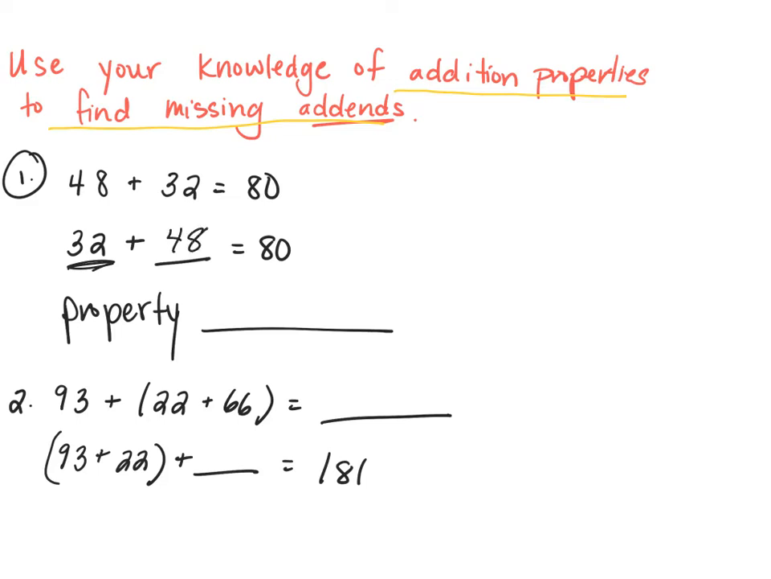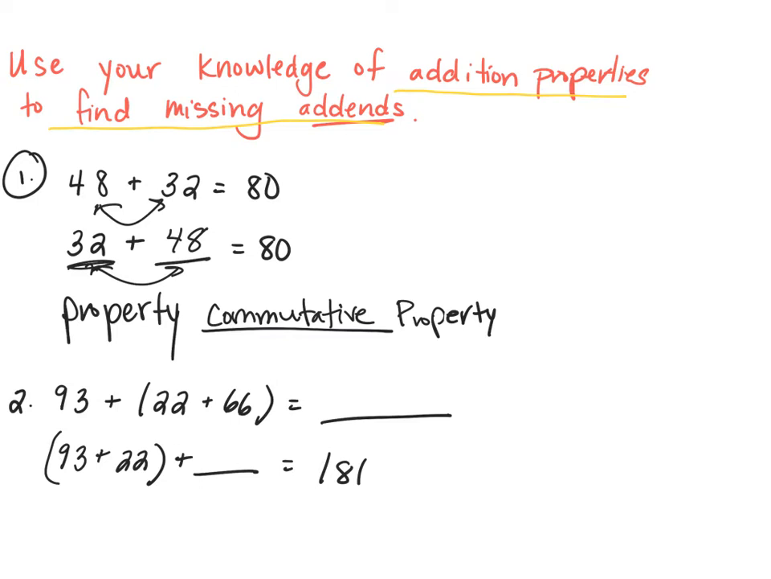So what property did I use? Well, I noticed that the order changed, right? And the order changing tells me that it's the commutative property. Commutative property. Let's do another one. Ooh, I spelled that so wrong. Going back, fixing it. Property. Okay. All right. Here, let's solve.